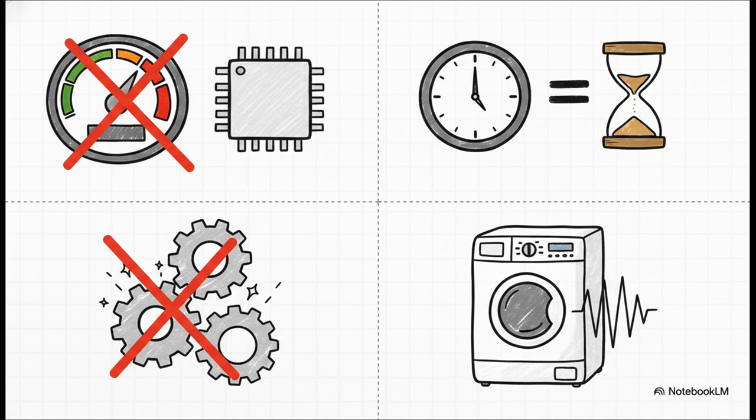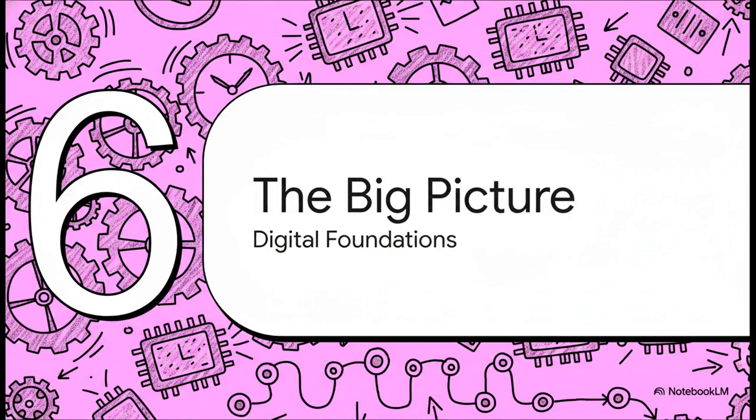Mistake 3, ignoring the critical nature of synchronization. As we've seen, without it, you get that conductorless orchestra. And mistake 4, believing embedded systems, like say your washing machine, don't need clocks. Virtually all digital devices require a timing reference to function. Finally, Section 6, the big picture, zooming all the way out.